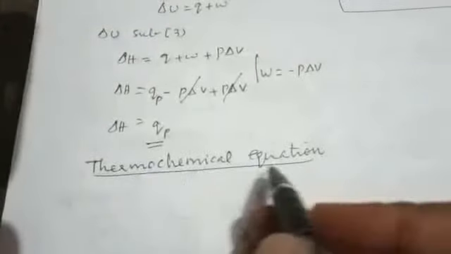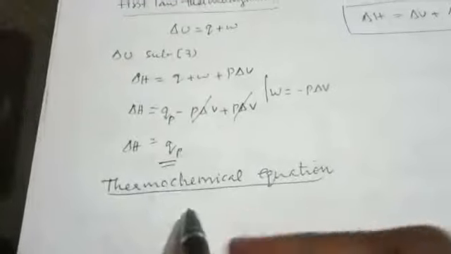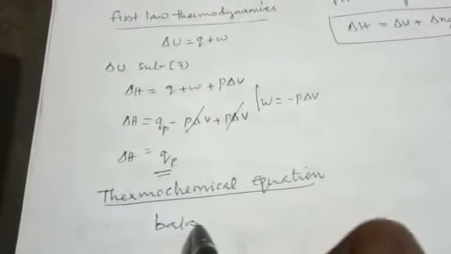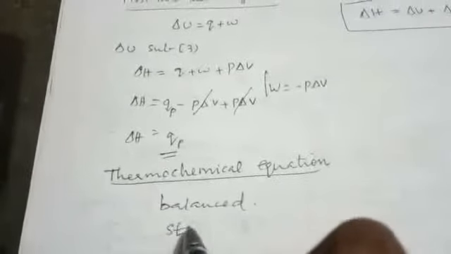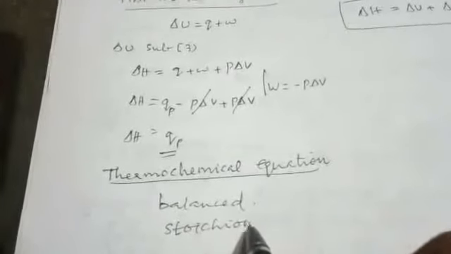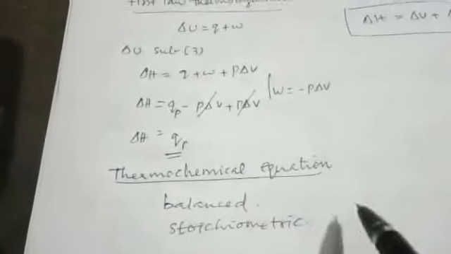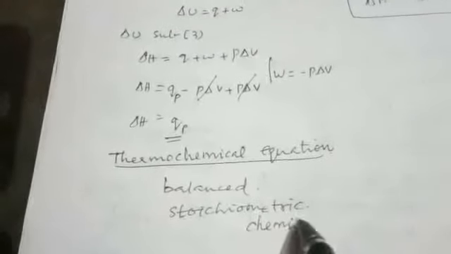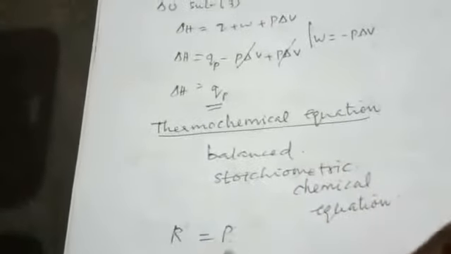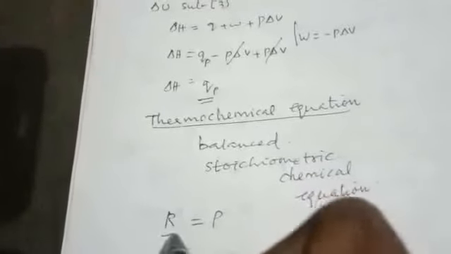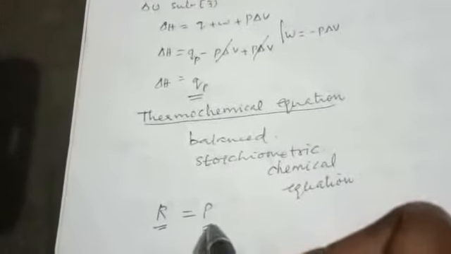Next topic, thermochemical equations. A thermochemical equation is only a balanced, stoichiometric chemical equation. You have to remember the following points. First, the number of moles of reactants equals the number of moles of products. That is the first point.